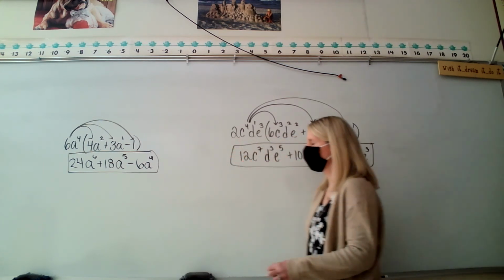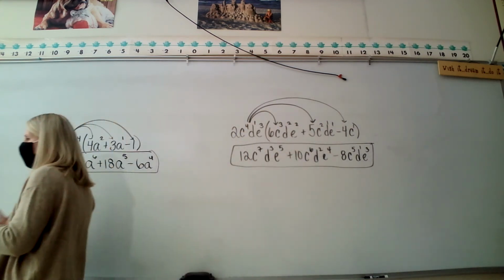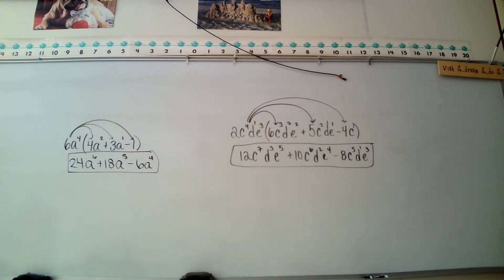So don't get freaked out when you see a few things going on. You just do your best to use the concept that you know, which is distributing. When you distribute, you multiply. So what do you do? You multiply the coefficients, you add the exponents of the bases that are the same. Remember, you can't combine a D with an E and stuff like that. Are there any questions? I was going to give you a second.